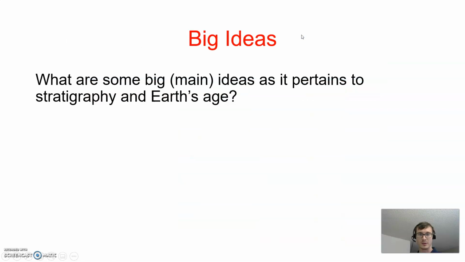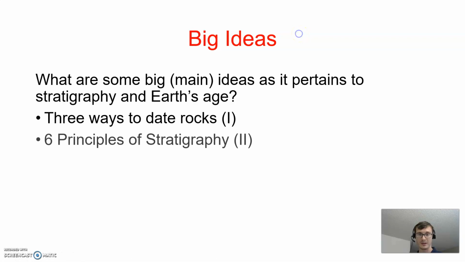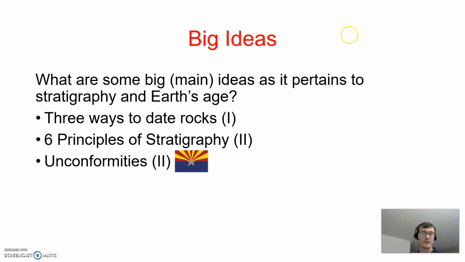What are the big ideas for this unit? What are the ways to date rocks? What are our 3 ways of looking at the age of rocks? Absolute age, geologic age, and relative age. What are our 6 principles of stratigraphy? Good to know all 6 of these. What is an unconformity? What are the different types? What do these look like and what do they mean?